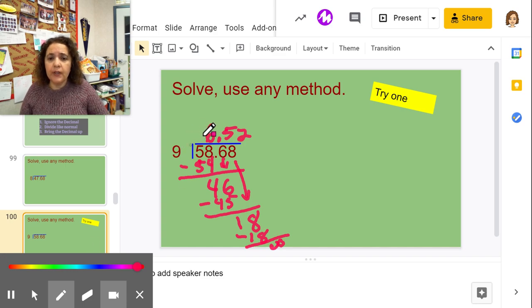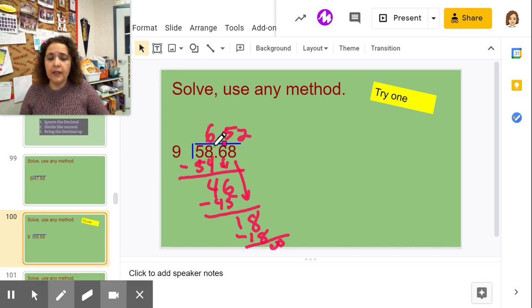So 9 goes into 58 6 times, gives me 54. 8 take away 4 is 4. Is 4 less than 9? Yes, so I bring down my 6. 9 goes into 46 5 times.